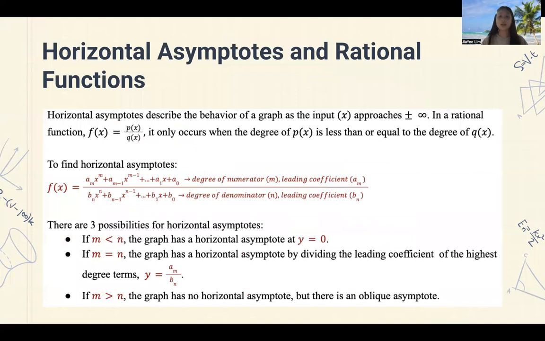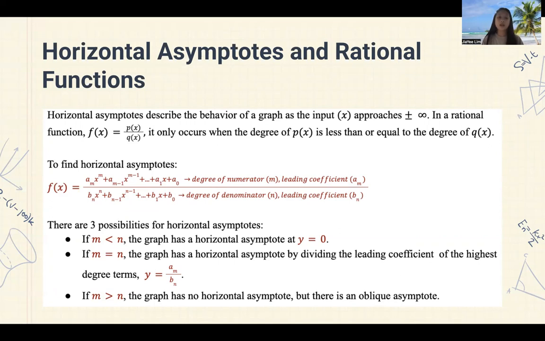Horizontal asymptotes describe the behavior of the graph as x is approaching infinity, positive infinity or negative infinity. In a rational function, horizontal asymptotes only occur when the degree of the numerator is less than or equal to the degree of the denominator. There are 3 possibilities for horizontal asymptote. The first is when the degree of the numerator is smaller than the degree of the denominator, the horizontal asymptote will be equal to 0.